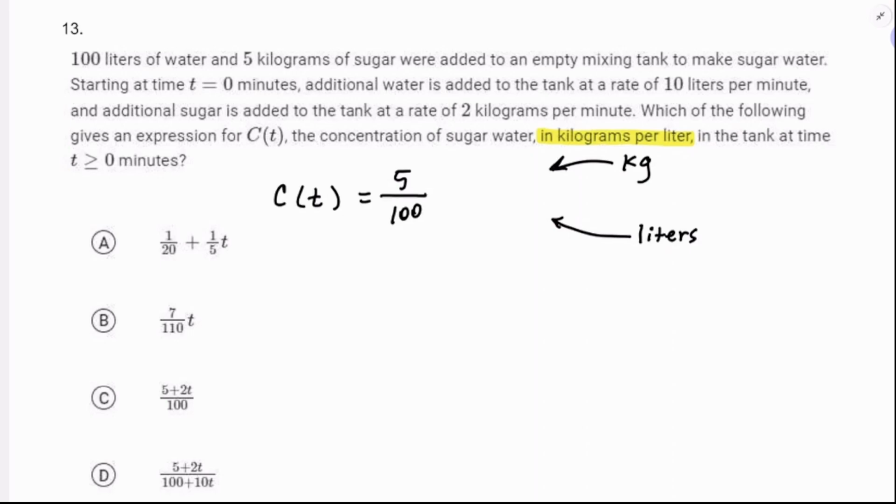Yeah, so we're going to need to shorten up that fraction. See, we're starting with a concentration of 5 over 100. And then at each time t, we're adding 10 liters per minute, so 10 times the number of minutes. Yep.